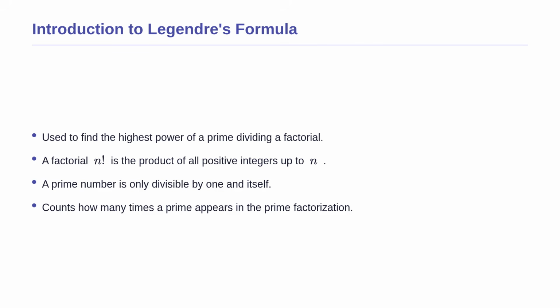Why does this matter? When dealing with massive numbers, like factorials, finding their prime building blocks is incredibly difficult. A factorial, written as n exclamation mark, is the product of all positive integers up to n. Legendre's formula gives us a shortcut to find the highest power of a specific prime number that perfectly divides that massive factorial. It systematically counts how many times that prime number appears in the prime factorization without ever needing to calculate the massive factorial itself.